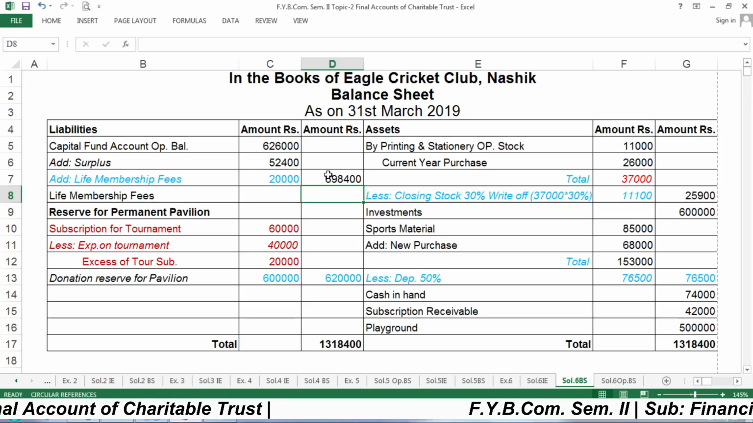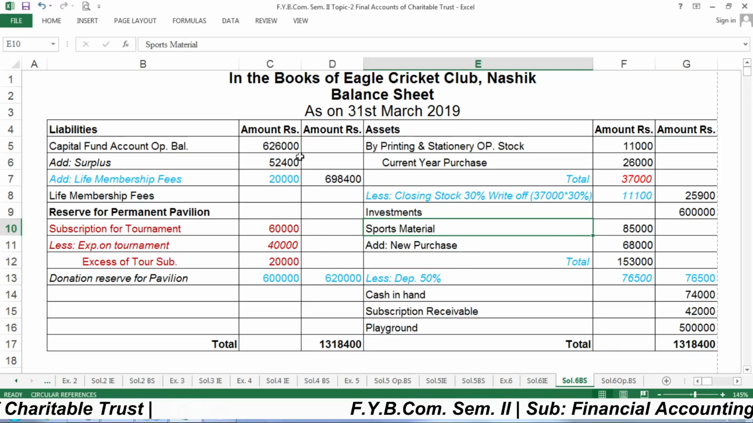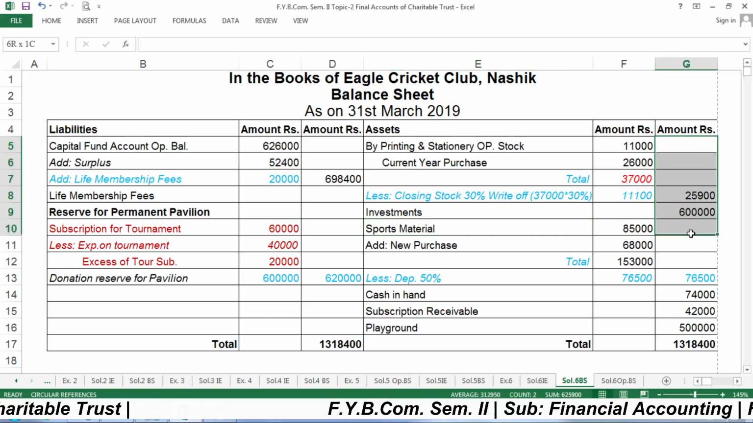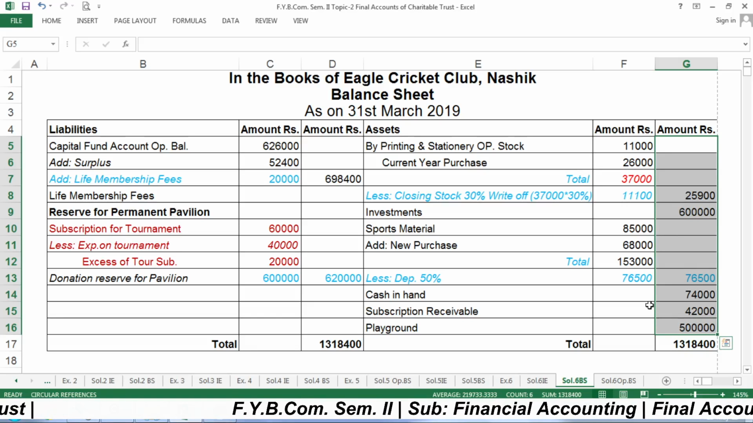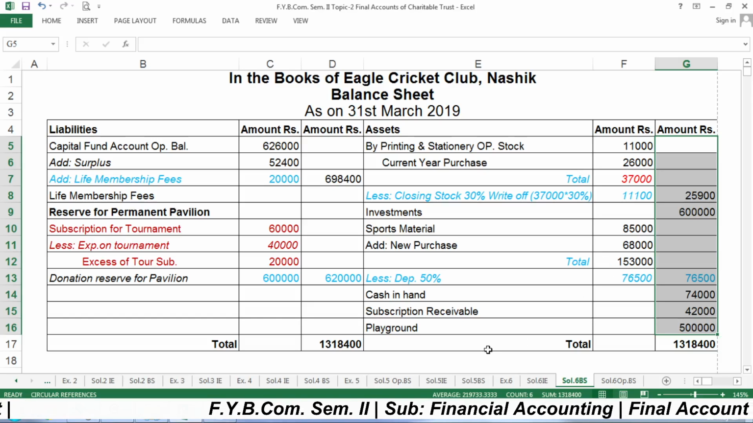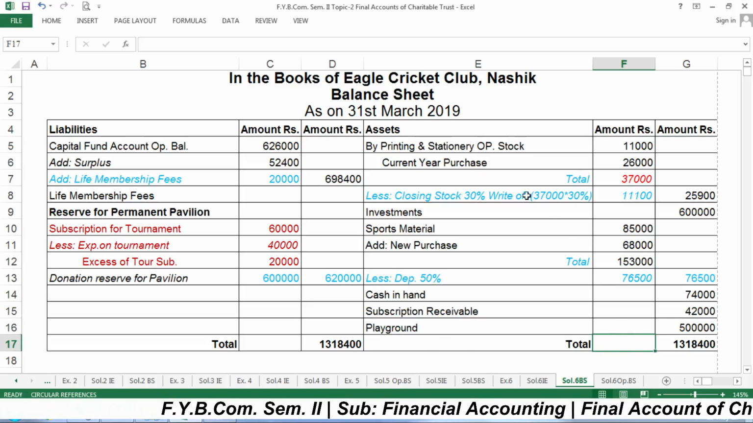So now we are going to tally the balance sheet. Here you can see 6,98,000 plus 6,20,000, the total comes to 13,18,400. And against the liabilities, we have assets of rupees 25,000, 6 lakh, then 76,500, 74,000, 42,000, and 5 lakh. That means the total of all these assets is 13,18,400. In this way, the balance sheet is tallied, and you can study the final account of a charitable trust.